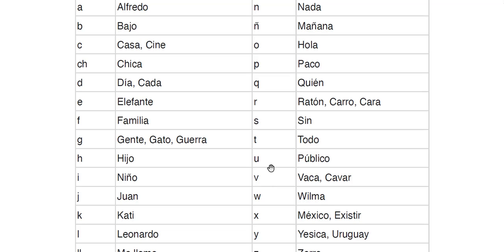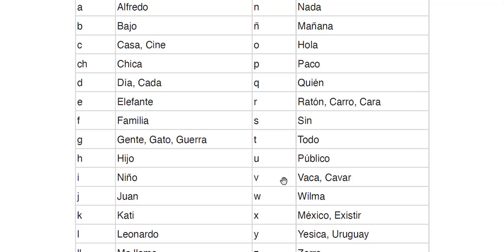All right, letter U, público. The V, we say vaca, acabar. The letter B and V make the same sound. If the B or V start the word, they get the hard B sound, vaca. If the B or V are within the word, then they get a softer sound, as in the word acabar.